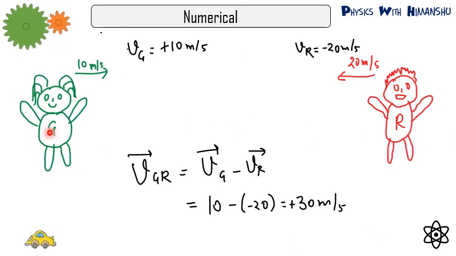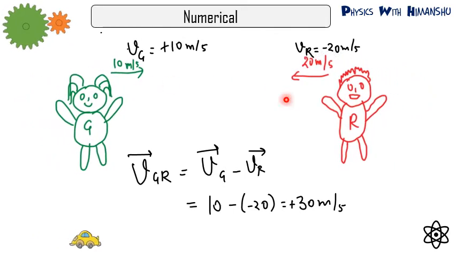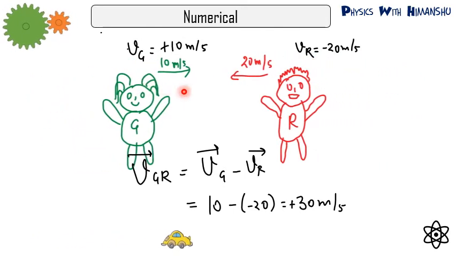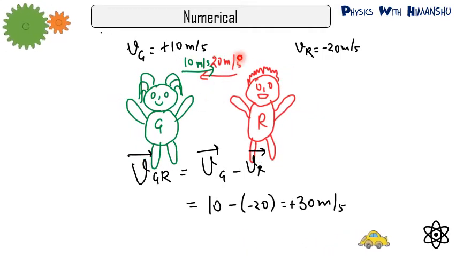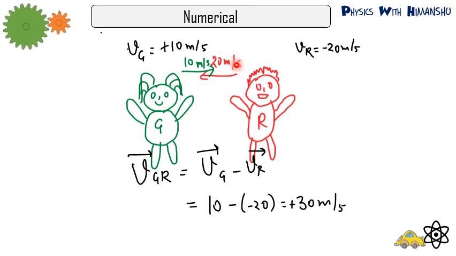Okay, so we'll take one numerical from which you will understand the formula. Suppose we have Mrs. Green and we have Mr. Red. So Mrs. Green is moving towards Mr. Red with 10 meter per second and Mr. Red is moving towards Mrs. Green with 20 meter per second. So I want to find out VGR, velocity of green with respect to red. So if you see, velocity is a vector quantity. Okay, so if I take this direction to be positive, then the opposite direction will be negative. So velocity of green will be plus 10 meter per second and velocity of Mr. Red will be minus 20 meter per second.